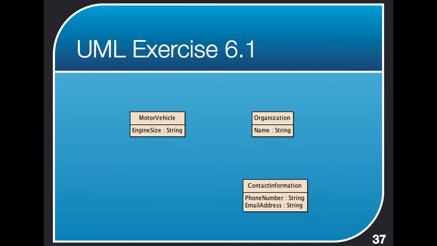There is a class for organization with its name as an attribute, and there's a class for contact information with phone number and email address both as strings for it. And it's okay if your solution doesn't look exactly like this one. That's perfectly fine. It should be something close. The ideas should be generally right, but it wouldn't have to be exactly like this.